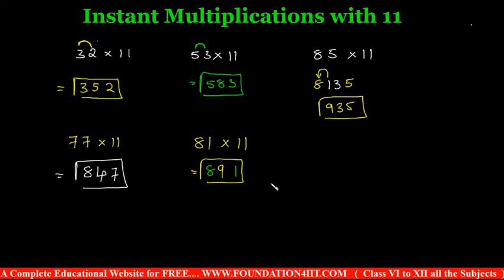In case you have more than 2 digits, for example, let's take more than 2 numbers. That means take a 3 digit number, not only 2 digits. Take some 3 digit number, like 835 into 11. Same process, but how to do it very fast. The same technique, but how to do it very fast.